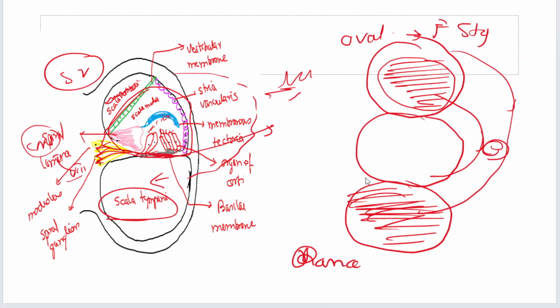The scala media has all the real things, like the hair cells on which the tectorial membrane is present. So this is going to move. When there is a pressure wave like this going on, the basilar membrane will move. Okay, this is what I wanted to tell.